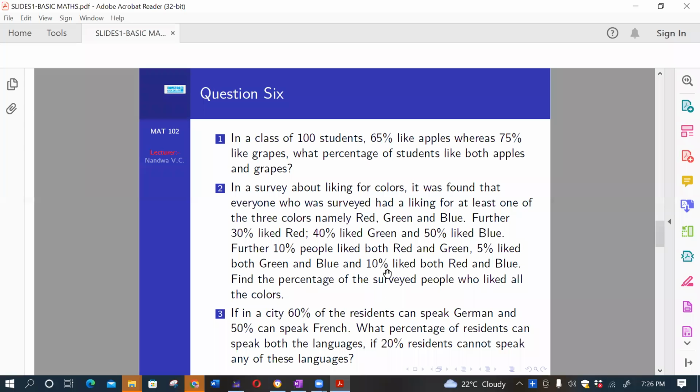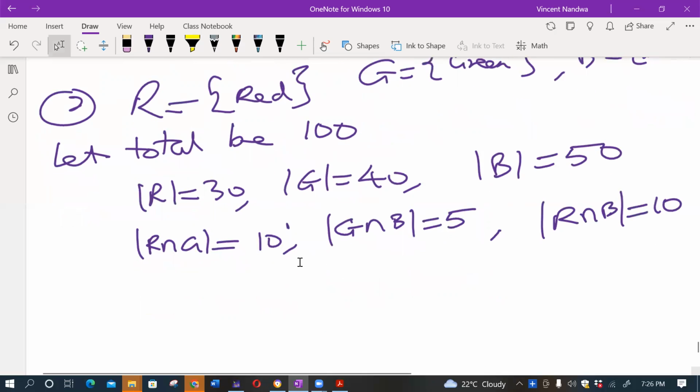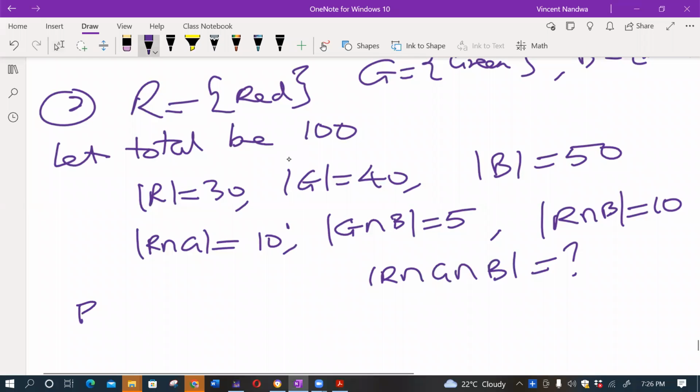So the question here was to find the percentage of the surveyed people who liked all three colors. So we are looking for the cardinality of R intersect G intersect B. And because we were told that of all those people surveyed, each one had a liking for at least one of the three colors, it means that the union of all three should give us the total 100. So R union G union B should be 100.